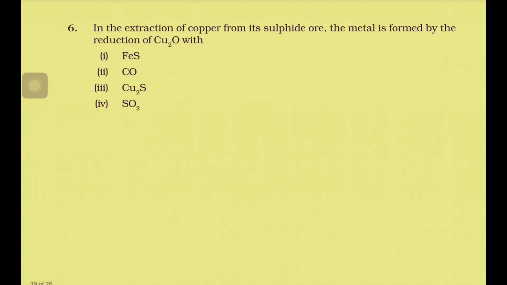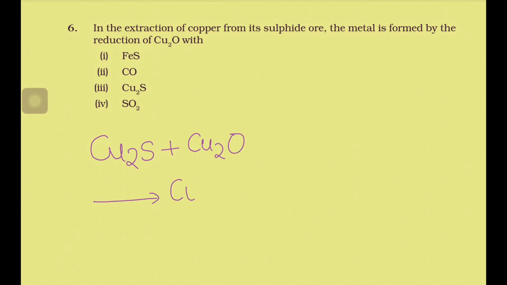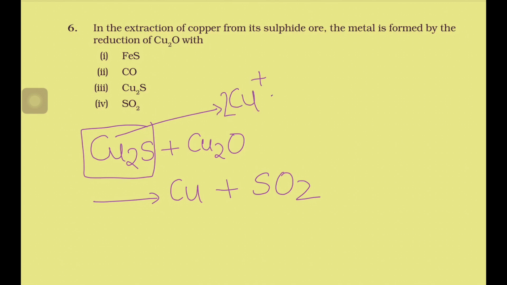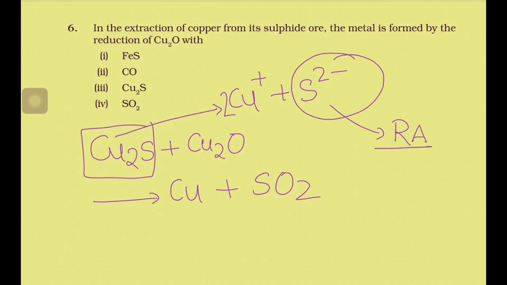Coming to the next, in the extraction of copper from its sulfide ore, the metal is formed by the reduction of Cu2O with. So in the previous question we have already seen that Cu2S undergoes self-reduction with Cu2O, and it forms copper and SO2. In this case, basically the sulfide ion, because if you want to break this Cu2S, you break it like copper 1 plus and S 2 minus. This sulfide ion acts as a reducing agent because the sulfur is in minus 2 oxidation state, it is going to plus 4 oxidation state. So sulfur itself getting oxidized, so this will act as a reducing agent.